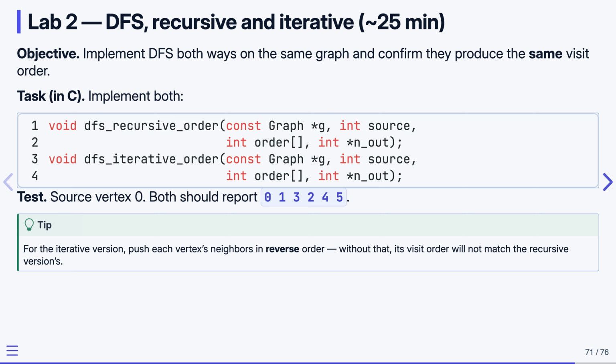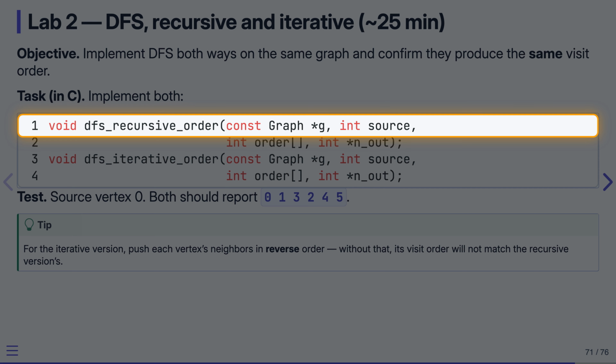Lab 2 takes about 25 minutes. The goal is to implement depth first search both ways, recursive and iterative, on the same graph. Then confirm they produce the same visit order. Write both of these functions in C. One does a recursive depth first order. The other does an iterative depth first order. Both fill an order array and report how many vertices they visited.